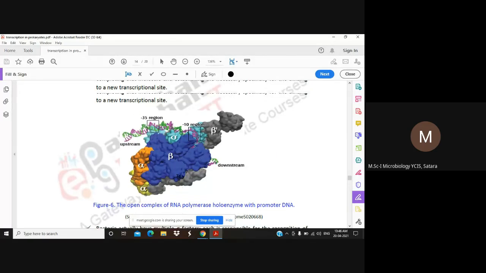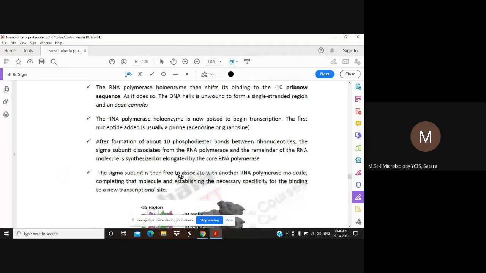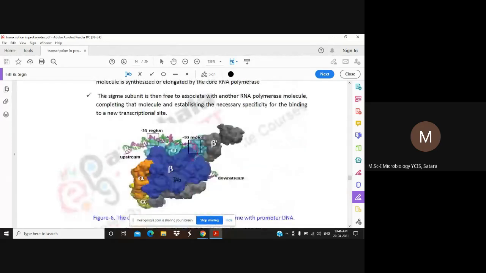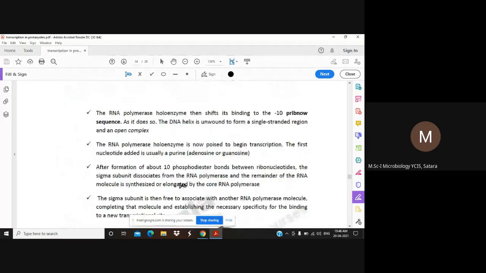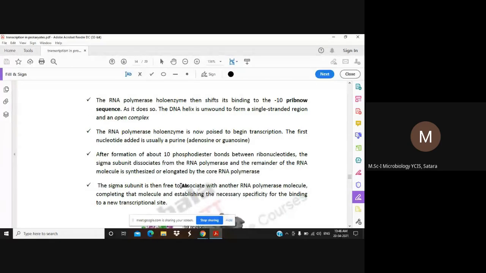So it has a specific name. Pribnow box, you might have heard, TATA box, Pribnow box. These are the names of those specific sequences. So the RNA polymerase holoenzyme binds to this -10 sequence, which is called a Pribnow box. Did you hear this, Pribnow box? Yes, it is the Pribnow sequence. So as it does so, the DNA helix is unwound to form the single stranded region and the open complex. Initially it is a closed complex.